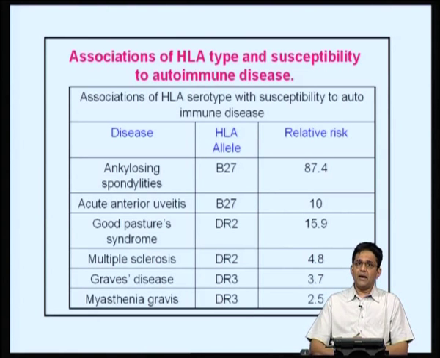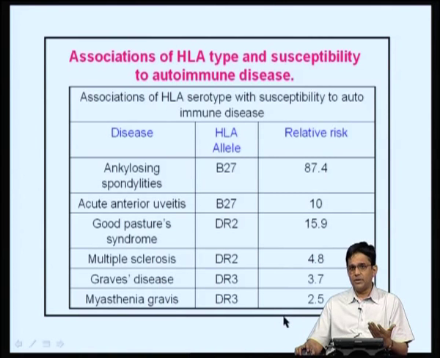Now, there are some HLA types that are associated with certain autoimmune diseases. For example, a particular HLA allele, the MHC class 1 molecule HLA B27, has a very strong association with spondylitis. In fact, the relative risk is fairly high. You can see some risk along with other autoimmune diseases, for example multiple sclerosis with DR2 and myasthenia gravis with DR3, but the relative risk here is not as high as the striking one with HLA B27.